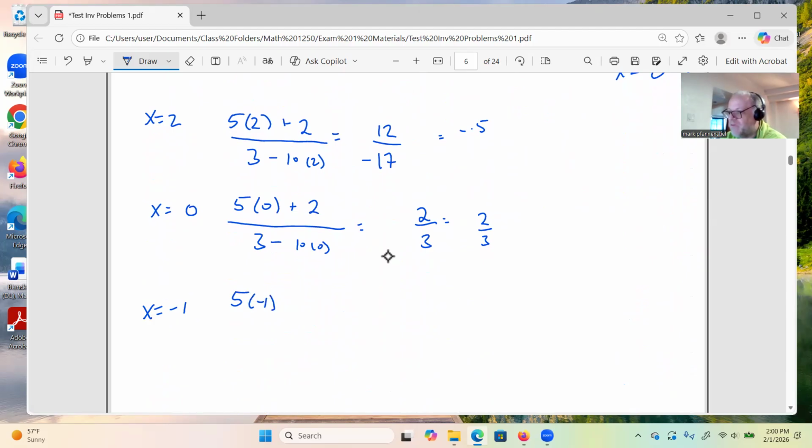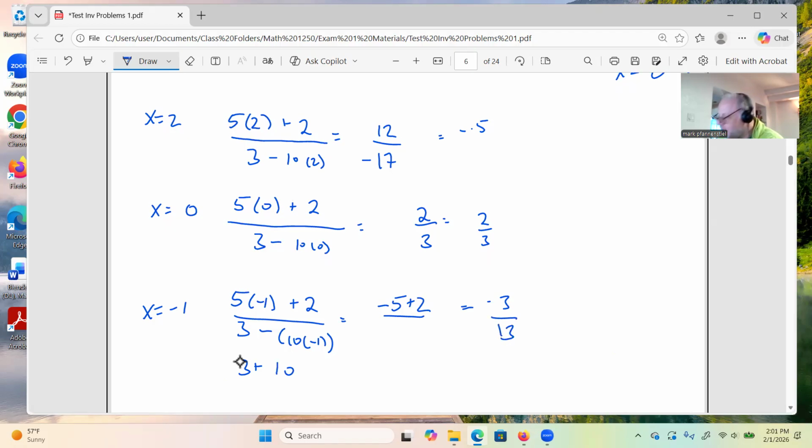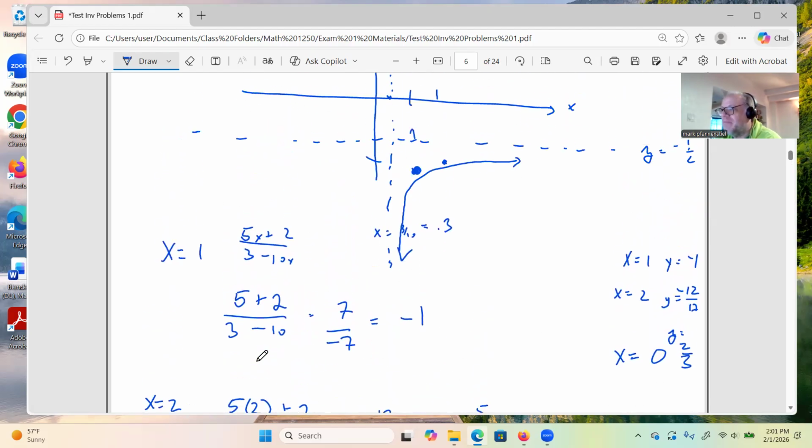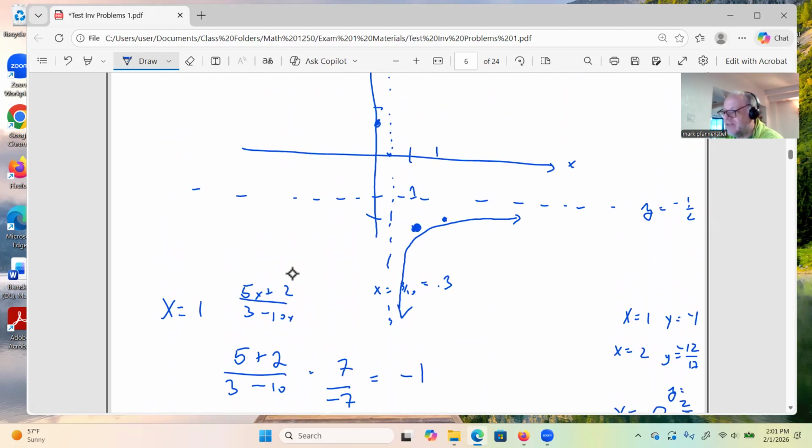We have 5 times negative 1 plus 2 over 3 minus 10 times negative 1. Let's just go through and deal with this. 5 times negative 1 is negative 5 plus 2, that's going to give me negative 3. Then 3 minus 10 times negative 1 is 3 plus 10, so that's going to be over 13. It's negative 3/13. Again, I think it's a little bit above negative a half. 3/13 is kind of a small number here, so it's going to be down here somewhere.